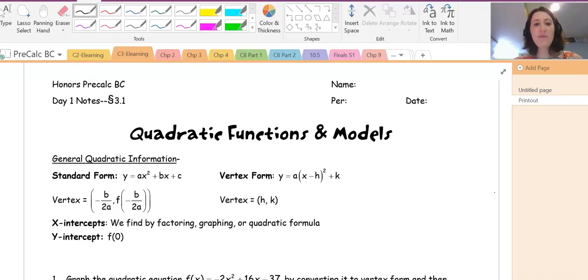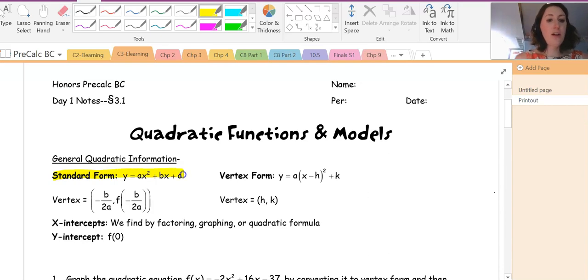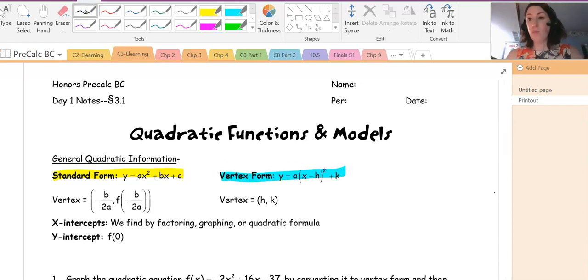Alright, so we have some information up at the top for you about quadratic functions and models, which is our main discussion today. The two main forms that we care about for quadratics are standard form, the form that you would factor or use the quadratic formula from, and then vertex form, the form that we would end up with once we've completed the square.